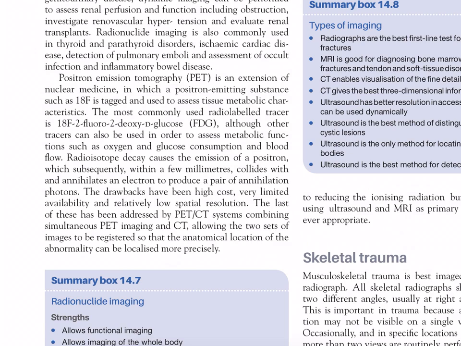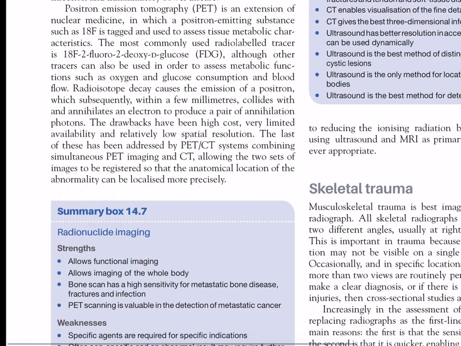Radioisotope decay causes the emission of a positron which subsequently, within a few millimeters, collides with and annihilates an electron to produce a pair of annihilation photons. The drawbacks have been high cost, very limited availability and relatively low spatial resolution. The last of these has been addressed by PET/CT systems combining simultaneously PET imaging and CT, allowing the two sets of images to be registered so that the anatomical location of the abnormality can be localized more precisely.